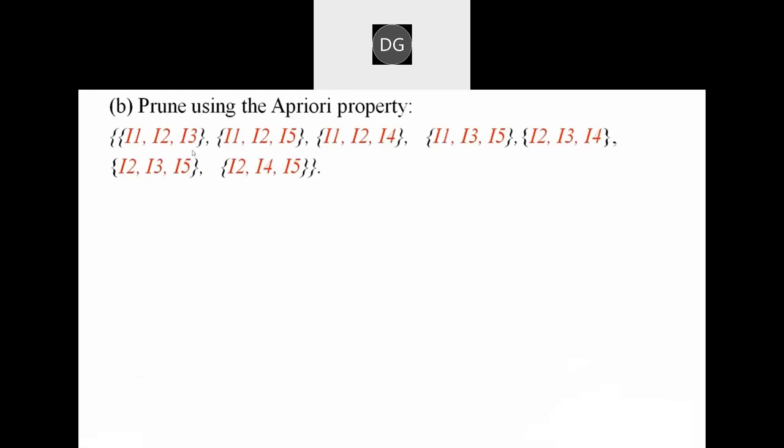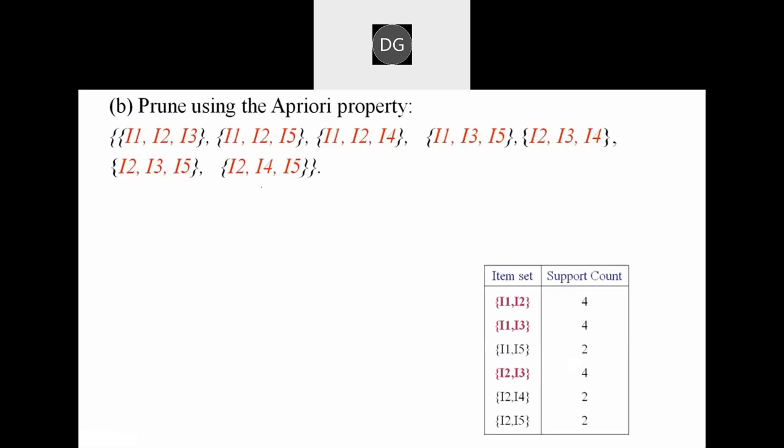Okay, if I take only 3 set, this is what I will get as my output: 1, 2, 3, 1, 2, 5, 1, 2, 4, 1, 3, 5, 2, 3, 4, 2, 3, 5, 2, 4, 5. Okay. So for this, I want to find the support count. Okay, so if I find the support count, this will occur for, I mean this is the support count value, right?